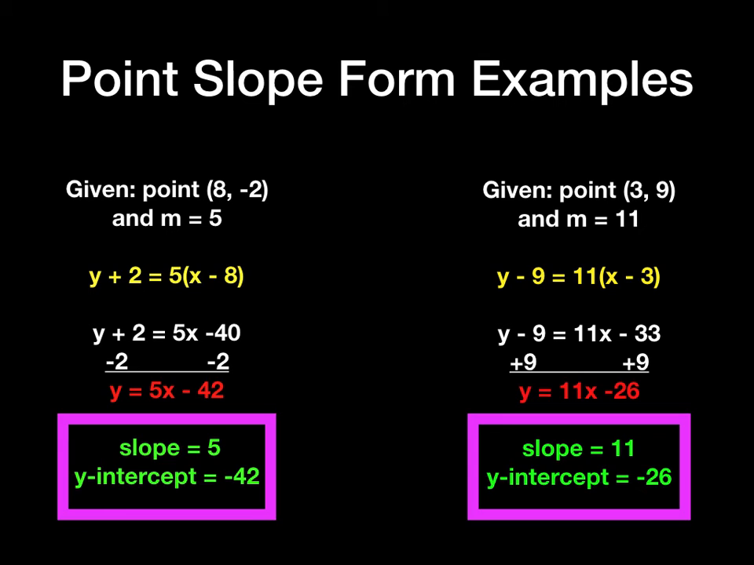From there, we're going to subtract 2 from both sides to get y by itself. Once we do that, we get y equals 5x minus 42. The slope, like we were given in the beginning, is 5, and the y-intercept is negative 42. For the next example, we were given the point 3, 9, and the slope of 11. Again, building the point-slope form, we did y minus 9 equals 11 times x minus 3. Now, if we add 9 to both sides, we will get y equals 11x minus 26. This way, we know that the slope is 11, like we were given in the beginning, and the y-intercept is negative 26.